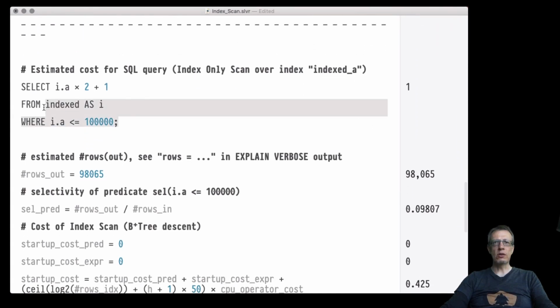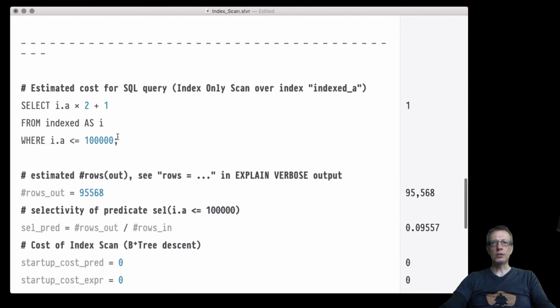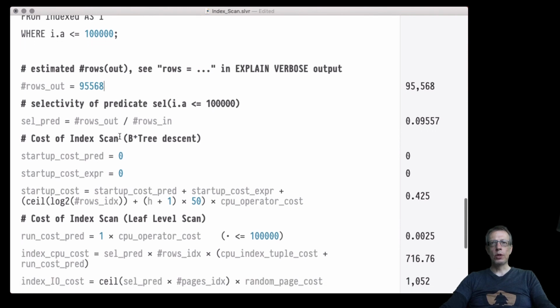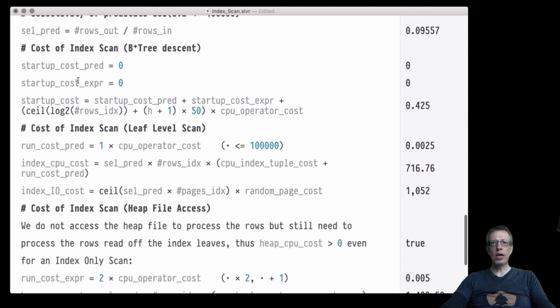So this is the query that we are looking at now. As you can see, this is over the output expression that is referring to the indexed column. So index only scan is indeed an option here. Let me adapt the number of rows or the selectivity estimate that this system has found, 95568 in this particular case. This has been updated. Okay, so the selectivity has been updated. Everything else remains the same.